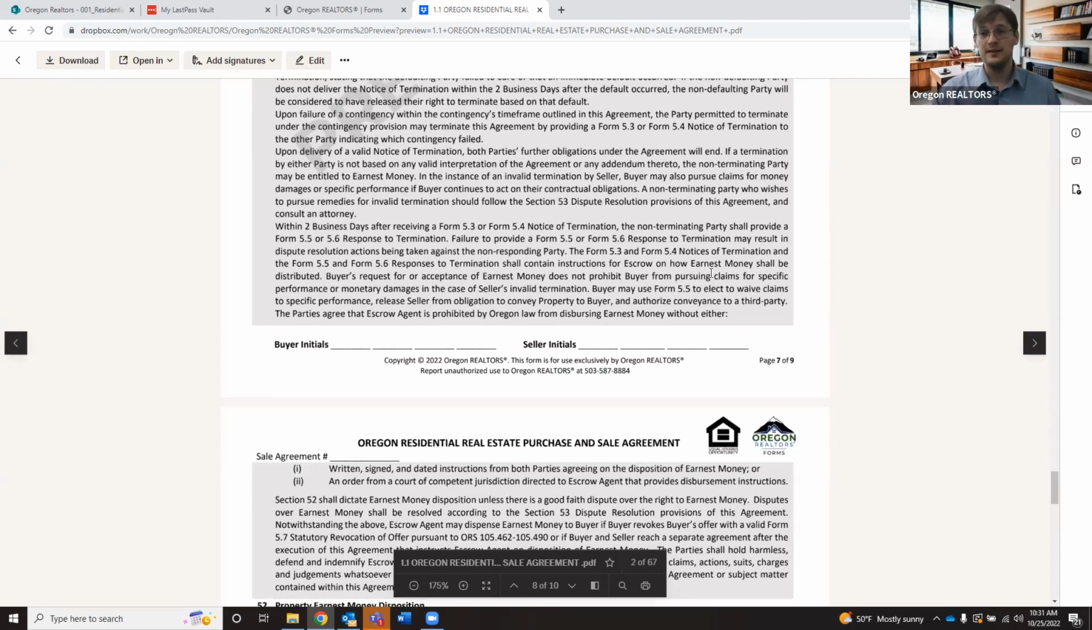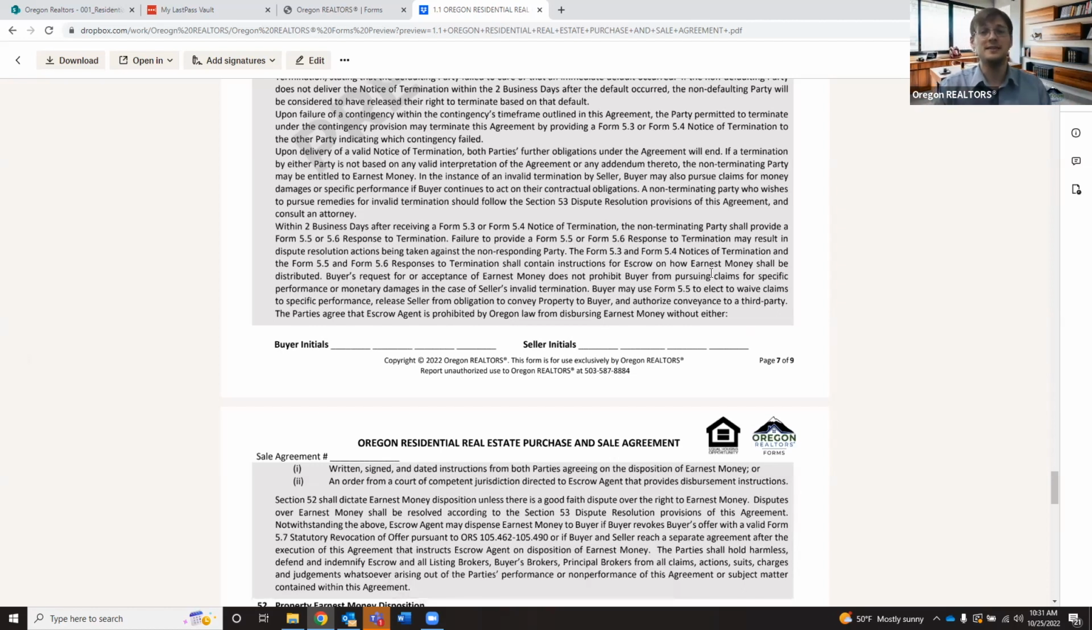Every time you give one of these notices of termination, the other party has 2 days to provide you the response. The response and the notice, when you put them together, it works like the Wonder Twins, and it creates an escrow instruction that you get to actually do something with. So if you have an identical notice of termination and response to termination, escrow has their instructions and you can move on to the next step.